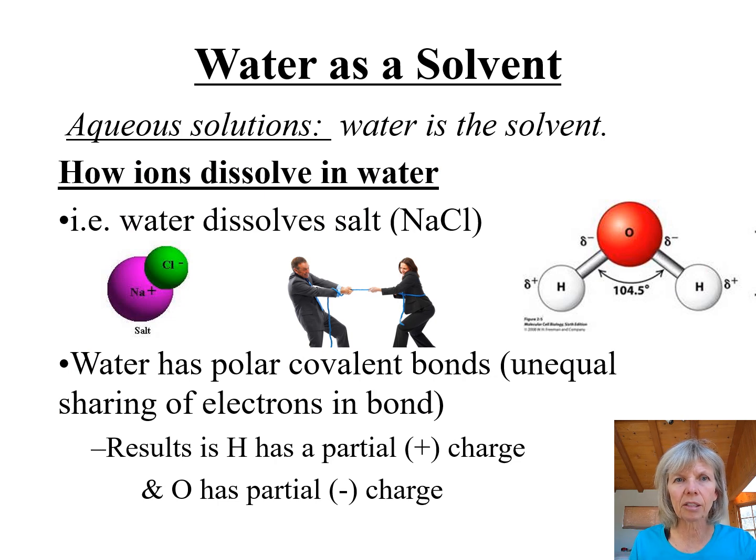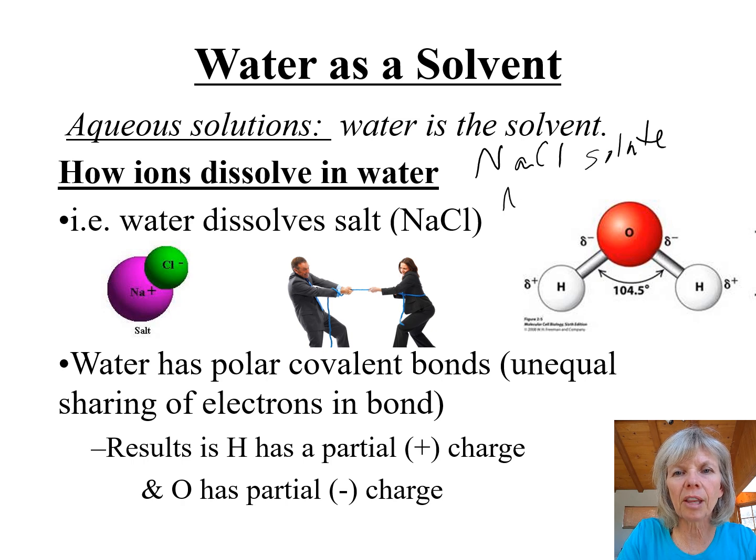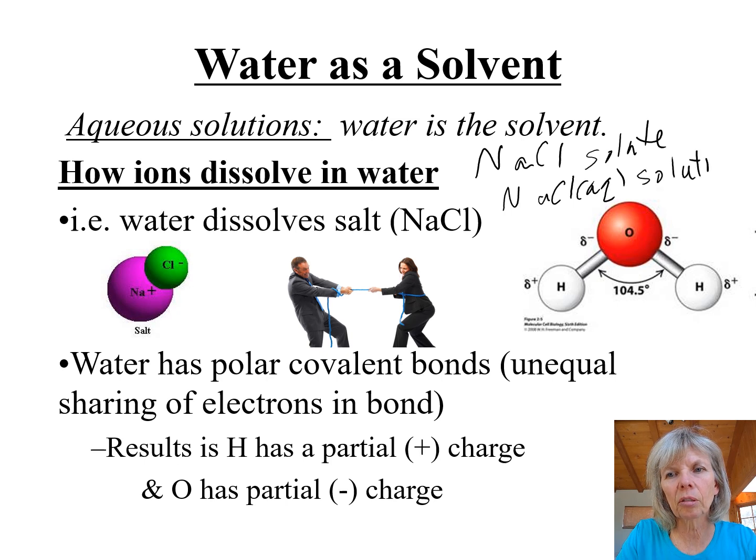Water is an excellent solvent. Aqueous solutions are where water is the solvent. For example, if we had a solution of sodium chloride, the NaCl itself would be the solute. And then the solution, we could say NaCl, and we could write aqueous. That means it's dissolved in water. This would be our solution.